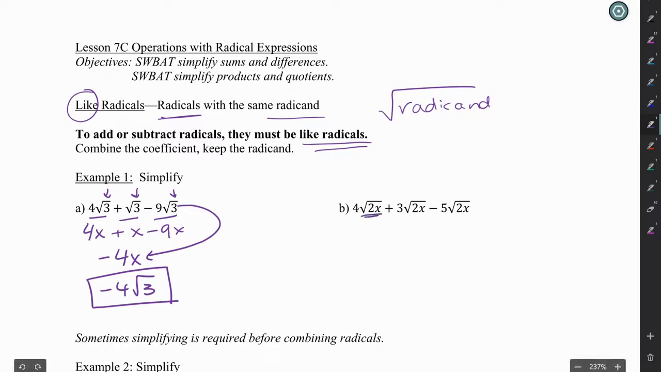So we just swap that negative 4 root 3 right back in. For example B, if we look, they're all root 2x. So we can just write down the square root of 2x. And then from there, we just combine the numbers. 4 plus 3 is 7. 7 minus 5 is 2. So our answer is 2 root x.